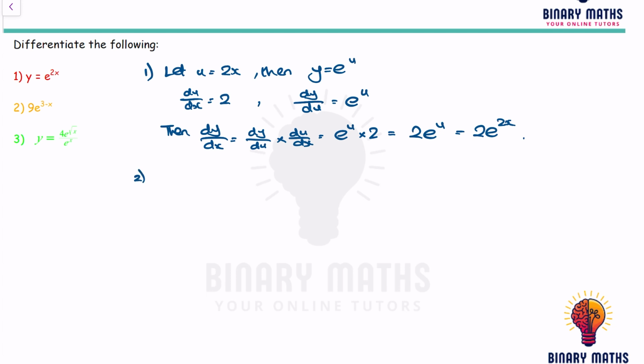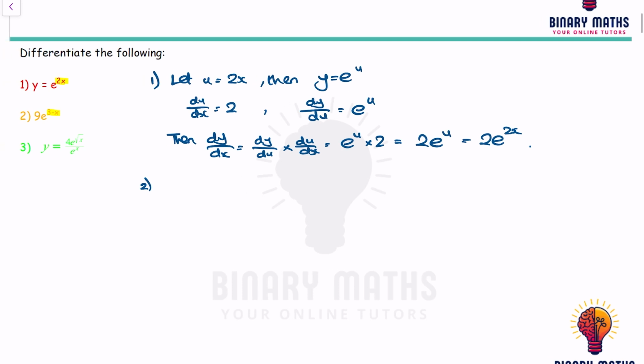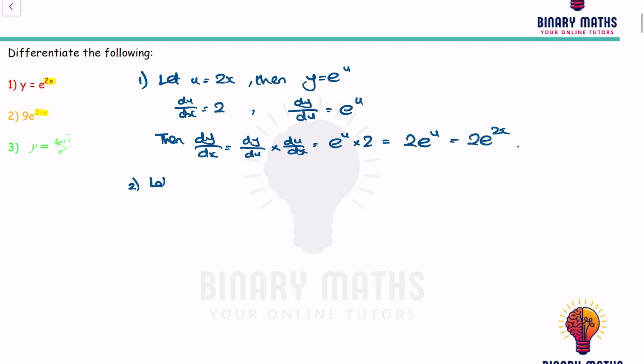Okay, question 2. So there we made the inner function 2x for the chain rule. Here we'll make the inner function 3 minus x. So let u be equal to 3 minus x. Then y is equal to 9 e to the u. du dx would be equal to minus 1. And dy du will be equal to 9 e to the u, since 9 e to the u differentiates to 9 e to the u.